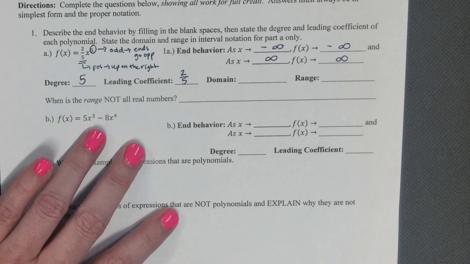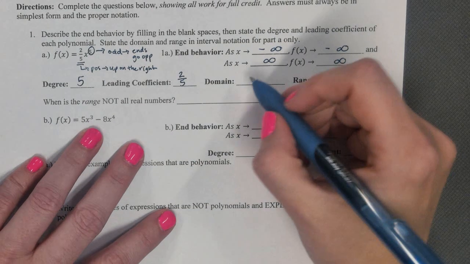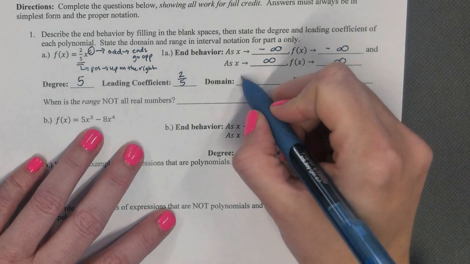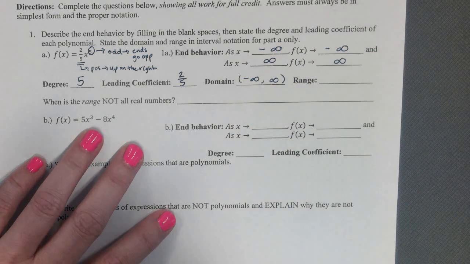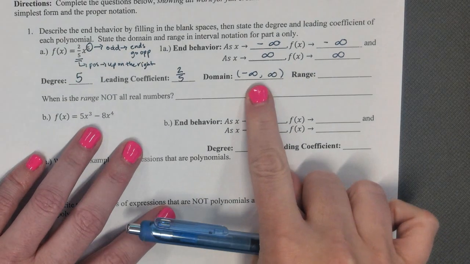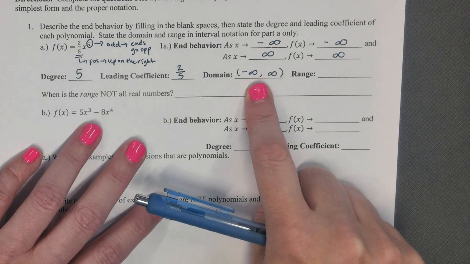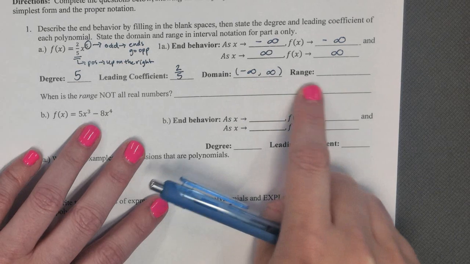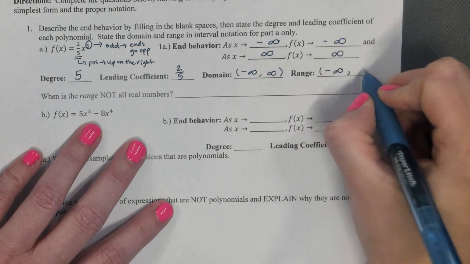Okay. Now this says we have to do the domain and range. What's the domain? All real numbers. So negative infinity to infinity. That's what it is in interval notation. Is the domain ever not all real numbers? Nope, it always is all real numbers. Okay, the range for this one is all real numbers. Is it always all real numbers?